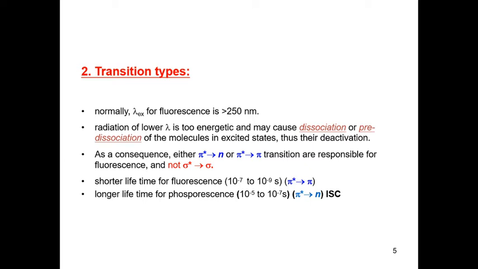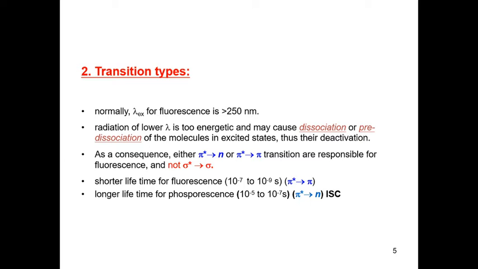Obviously, when we are speaking about emission spectroscopy, we can observe pi star to pi and n to pi star. We can say that there is a shorter life of fluorescence, that is 10 raised to minus 7 to 10 raised to minus 9 second. This is due to pi star to pi, that means returning from an excited state to the ground state. There is a longer life for phosphorescence, that means 10 raised to minus 5 to 10 raised to minus 7 second, where pi star to n. This happens because, as we have already seen, it is due to intersystem crossing.